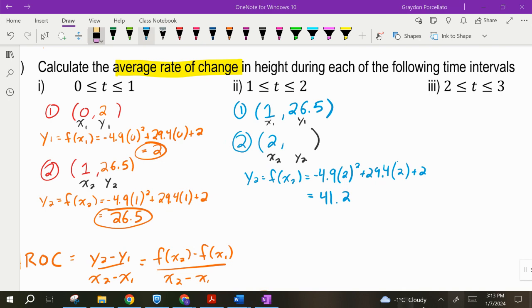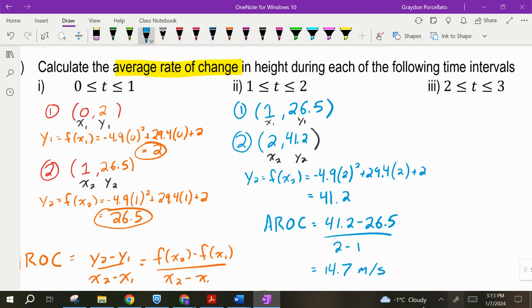So I can sub that in. This is 41.2. And now we can determine our AROC, our average rate of change between those 2 points. And again, all we're doing now is just finding the slope between 2 points. So y2, 41.2 minus 26.5 all over 2 minus 1, which is equal to 14.7, and that's going to be in meters per second. Okay? That's all we're doing, right?